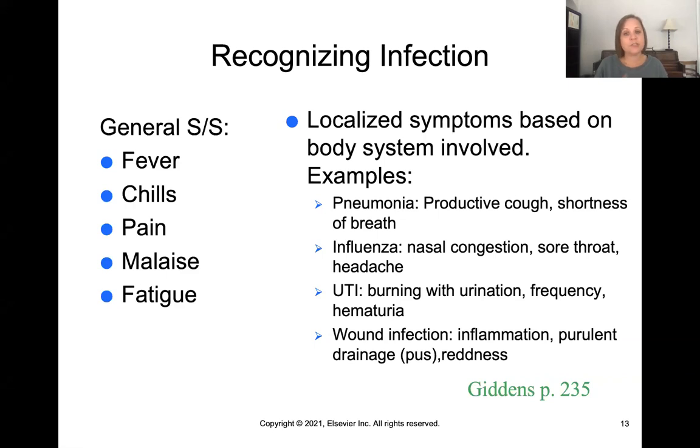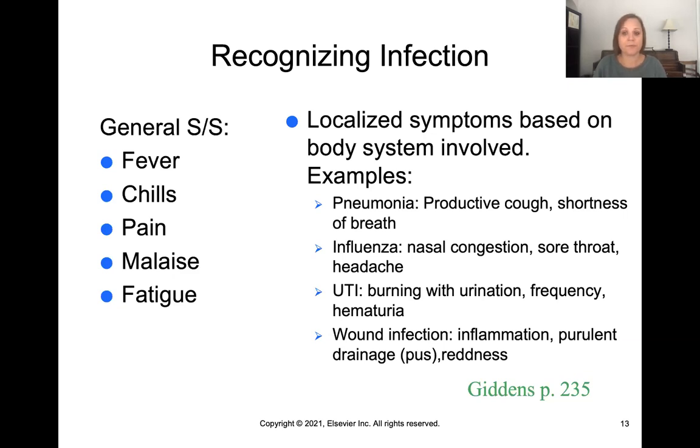Now, those general signs and symptoms are going to be there for all infections, and you may not see every single one of those. Like, you can have an infection without a fever, but in general, those are general signs and symptoms of an infection overall. In addition, you're going to have some localized symptoms based on the body system involved.